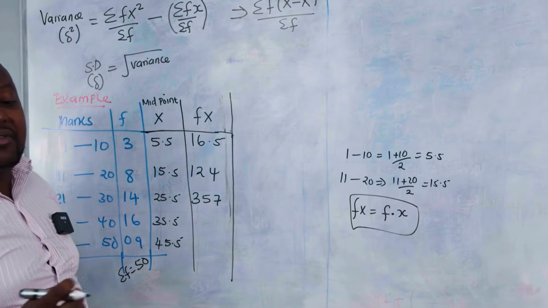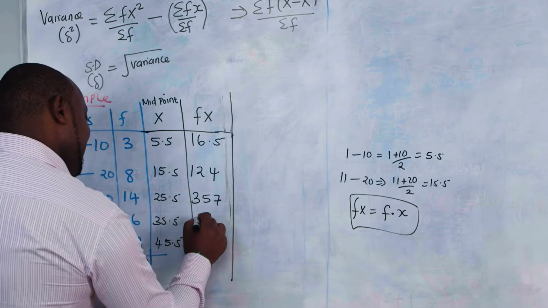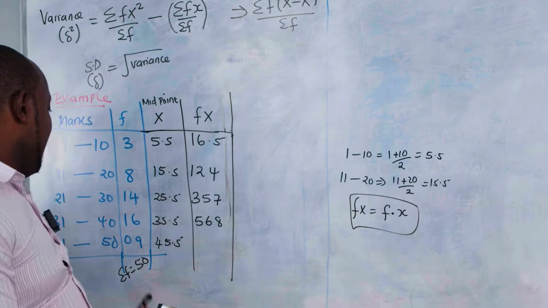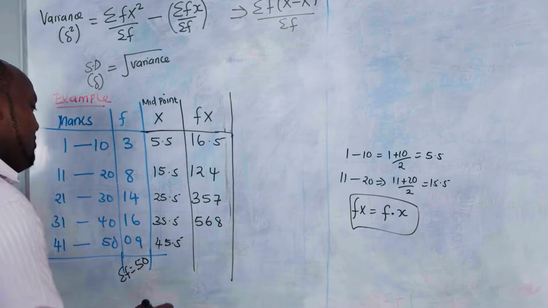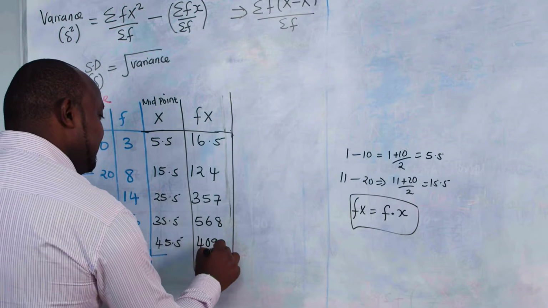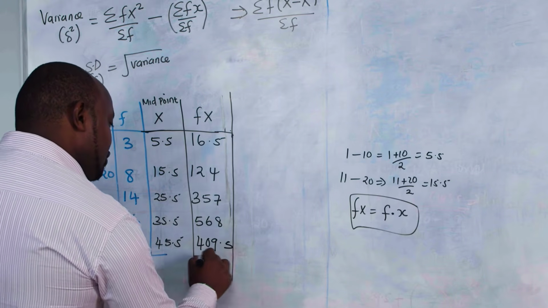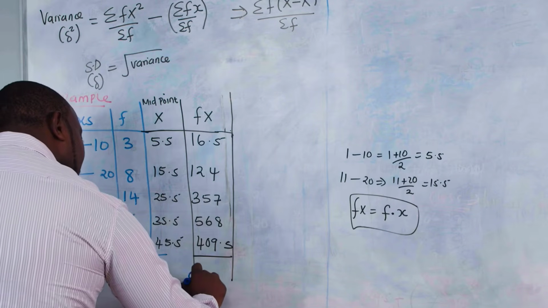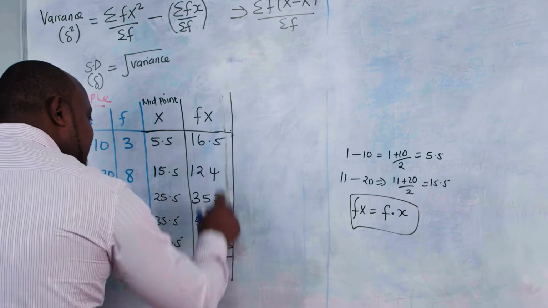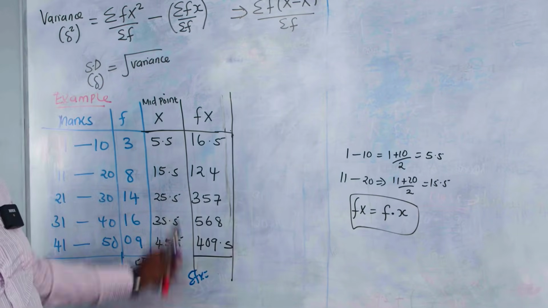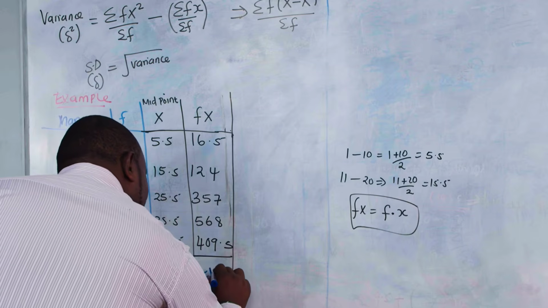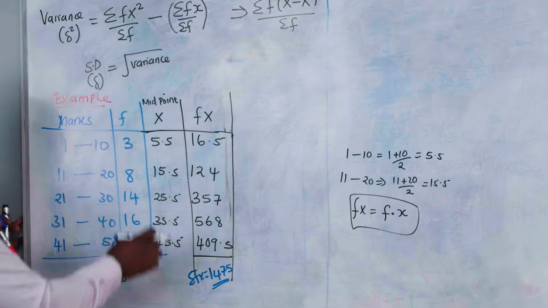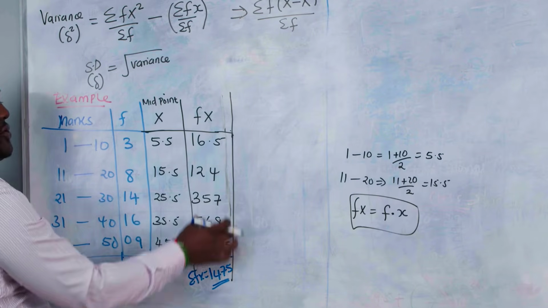Now 16 times 35.5, you are going to get 568, if I'm not wrong. And the last one now, 45.5 times 9, we are going to get 409.5. So we can get the total of the fx column. What is the total of that one? I hope you are going to get 1475. So as you can see, we have f, we have x, we have introduced f of x.